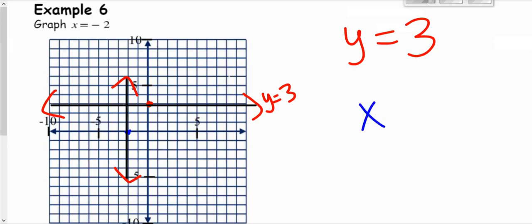Why don't you try graphing x equals 5? Well, that's an x-intercept, so we're going to go to where x is 5, and then we draw our line and put the arrows on the end. And again, we label it. There you go. Simple as that.